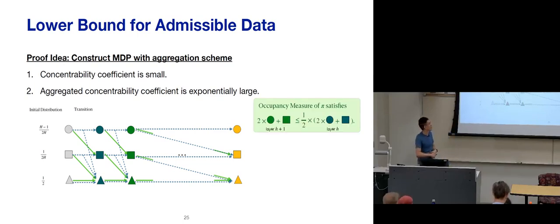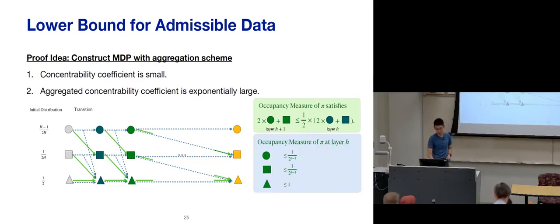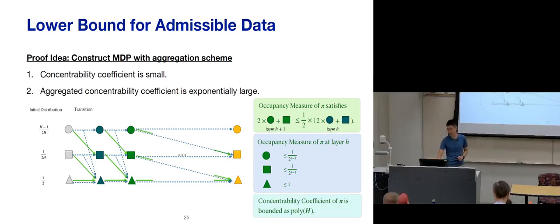For any policy pi, based on these transitions, we can show the following property: the occupancy measure decays at least by half compared to the previous layer. This gives another upper bound of the occupancy measure for every policy pi. If you compare this with the previous occupancy measure of pi b, we can show that the concentrability coefficient is upper bounded by poly h. So this shows the first thing: the concentrability coefficient is small.